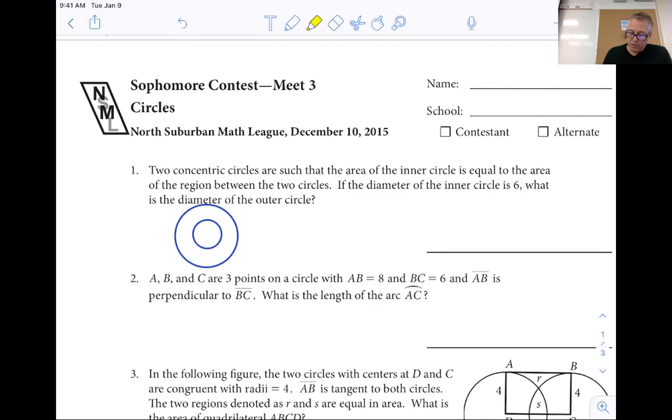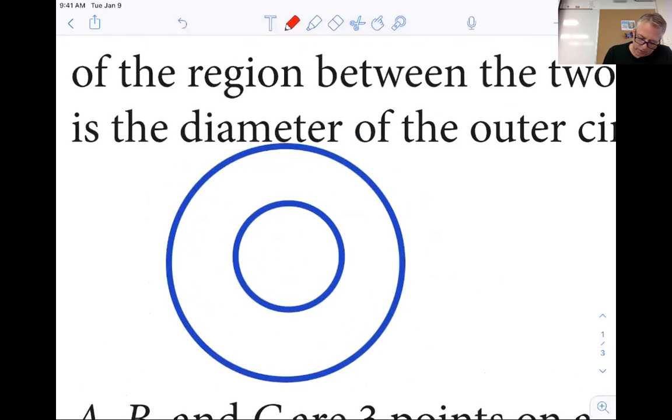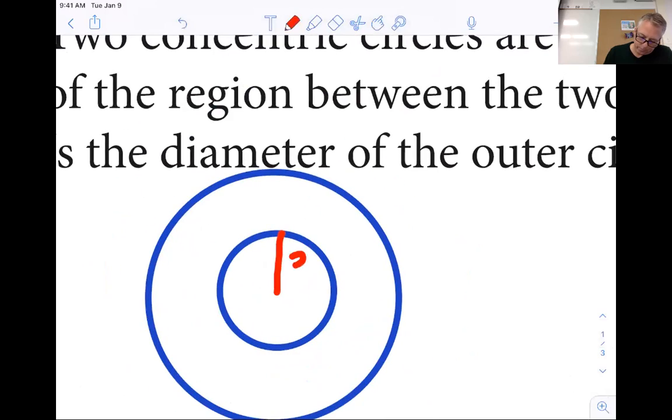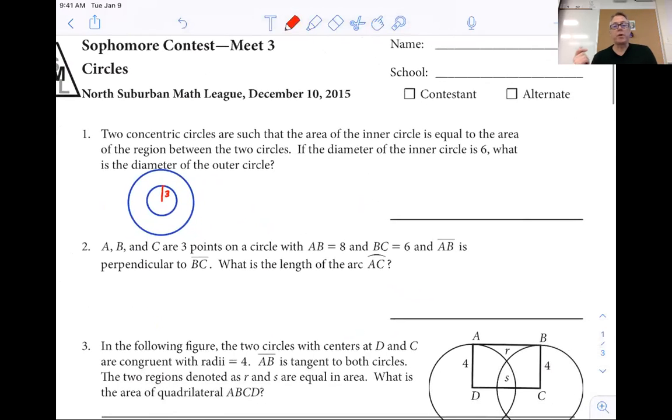So it says if the diameter of the inner circle is 6, that's big news. So that gave us the diameter of this, that's the radius, of course. Well, I'll just leave it as a radius. So if the diameter is 6, the radius, of course, is 3. Which means we can quickly find the area, right? The area of the inside circle is going to be 9 pi. We know that that's 9 pi. But that's not what they're asking. They're asking for the diameter of the outside circle.